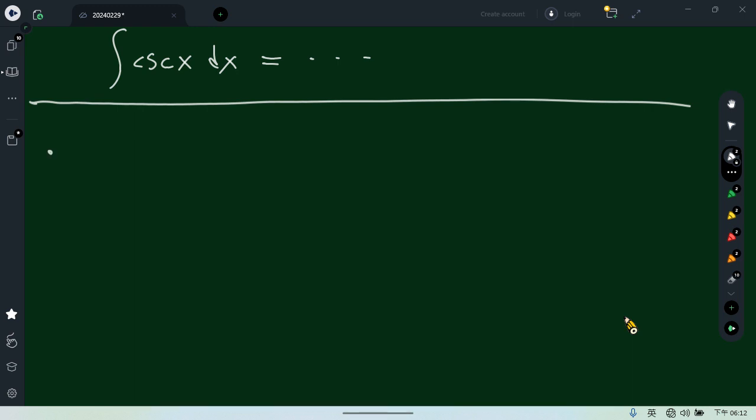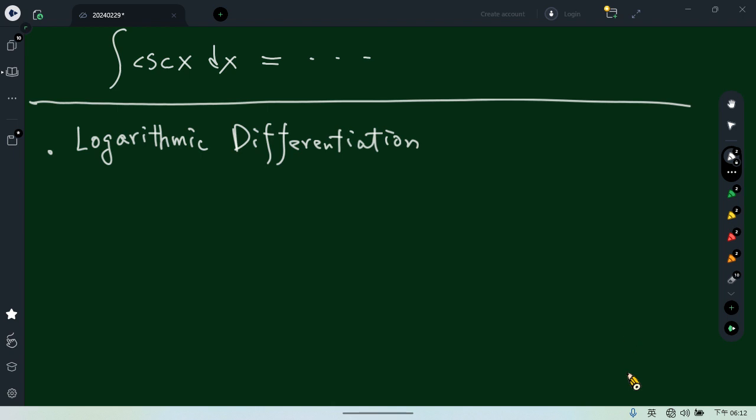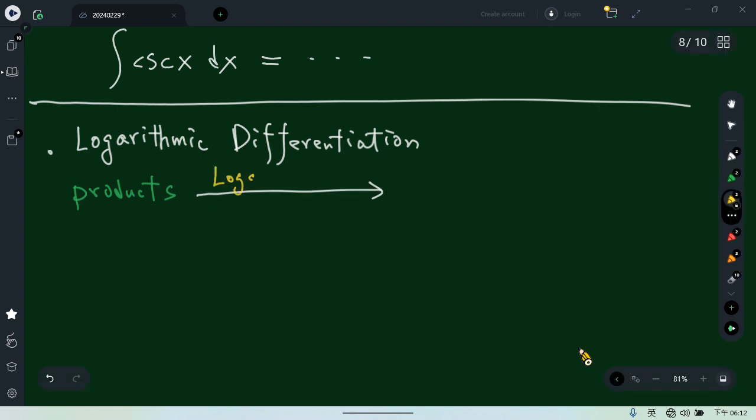So then we will talk about the last topic about this section. We will talk about logarithmic differentiation. So you can find that when we deal with products, when we just take its logarithm, then we will let it become addition.